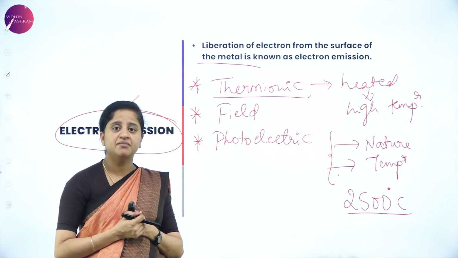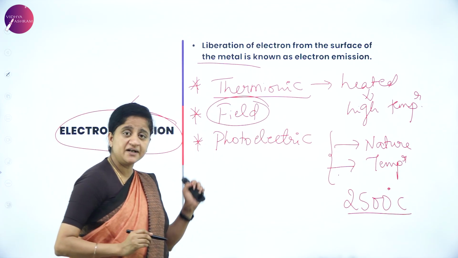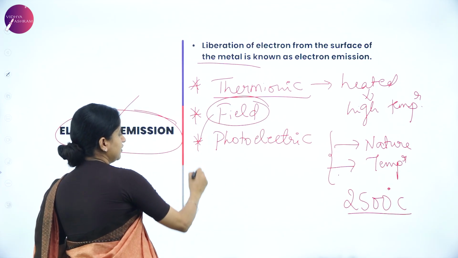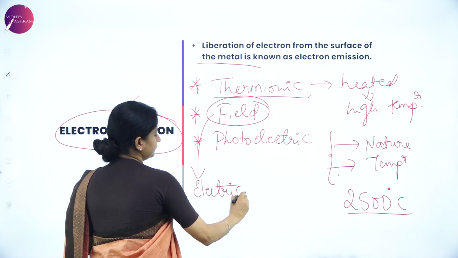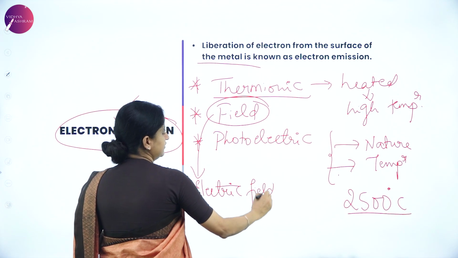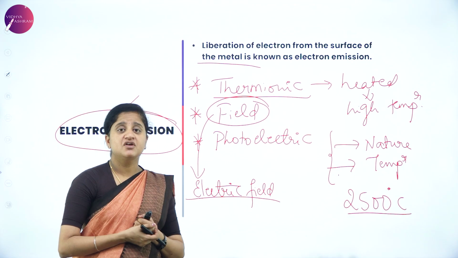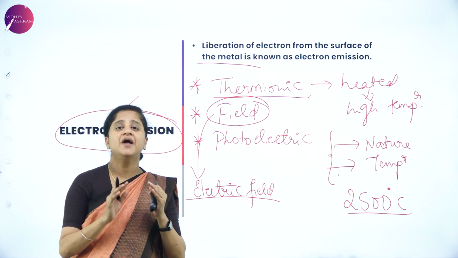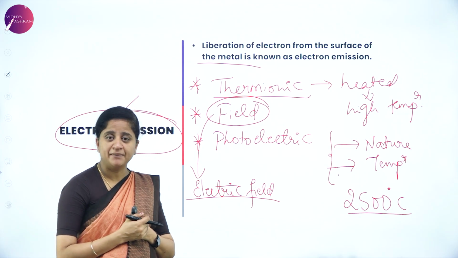Now we shall study about the field emission. As the name suggests, field. What kind of field are we talking about? We are talking about the electric field, which means field emission is the process of liberation of electrons from the metal surface when a strong electric field is supplied to a metal surface.